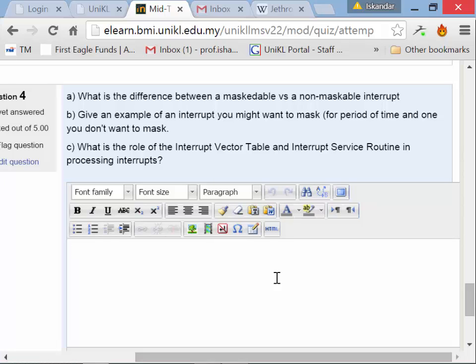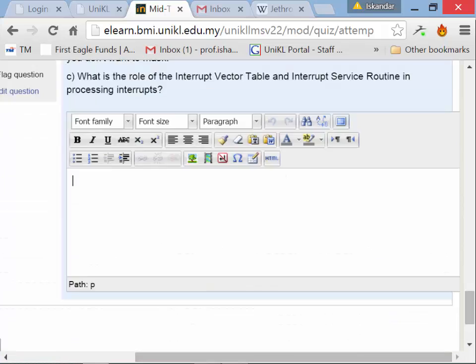But the role of the interrupt vector table is to contain the address of these interrupt service routines. The role of the interrupt service routine is to actually process, to handle the interrupt, to do what you want to happen when this interrupt occurs. And then we go to our next question.